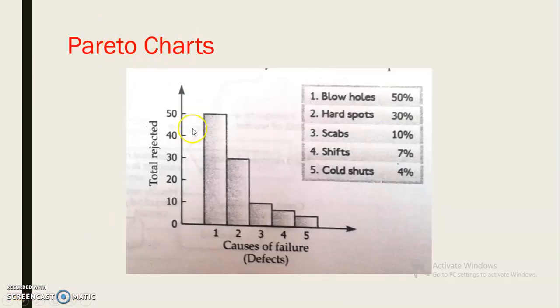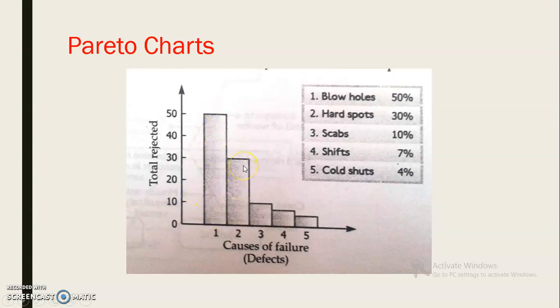Let us understand through this chart. This is the defect. Let us say in casting, blowhole contributes 50%, hard spot contributes 30%, and like this 10%, 7%, 4%. Now we have to draw this Pareto chart. Again we can observe there is a graph of y versus x. On the x-axis we put the causes of failure, that is the defect, and on the y-axis the number of quantities, that is simply the frequency. Here we can observe the first defect is blowhole, which contributes 50% of this graph, right?